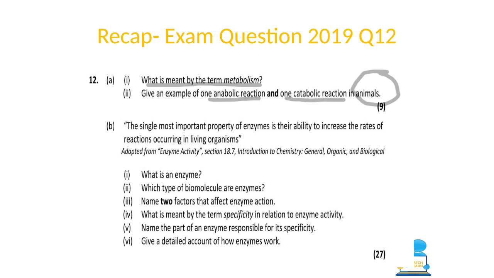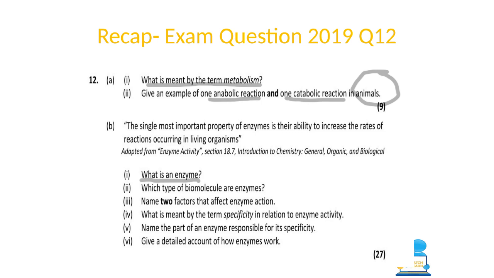Section B is looking at the single most important property of enzymes, their ability to increase the rate of reaction occurring in living things. So this refers to enzymes being catalysts. So our question is asking us, what is an enzyme? And if we think back to one of the first slides in this lesson, we referred to enzymes as protein catalysts that speed up chemical reactions in living things.